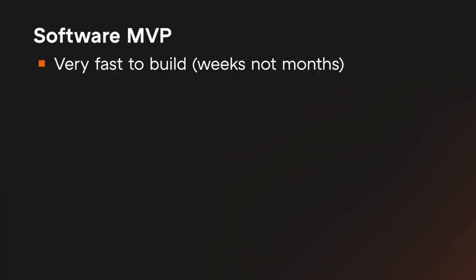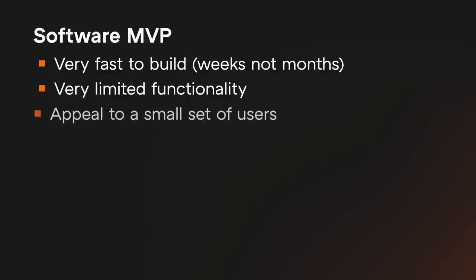And in all of these examples, you're going to see 3 pretty simple points. First, all of these products were fast to build. They could get out into the market quickly. Second, they all had very limited functionality. Third, and interestingly enough, all these products appealed to a small set of users. These founders realized that just making something that a small group of people loved was far more important than making something that could address all the needs of all potential customers from day one.